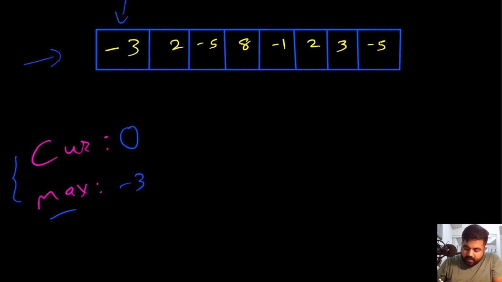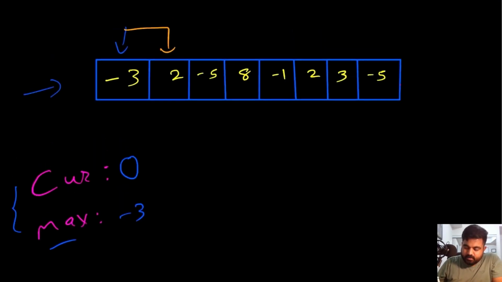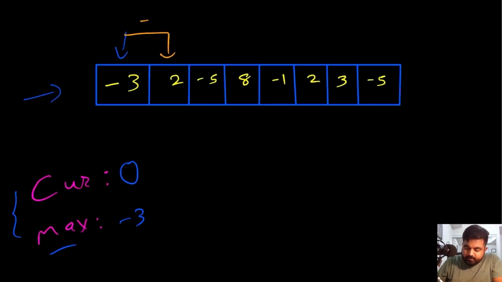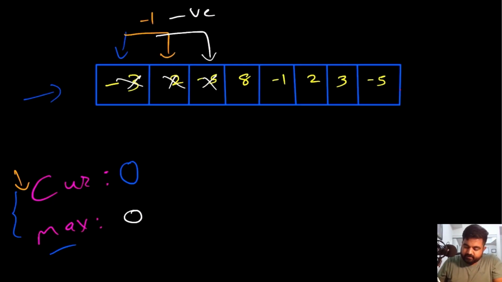Okay, so now the sum of these two elements is going to be -3 plus 2, which is -1, which is still less than 0. Because this is less than 0, we are not going to update our current max variable, and the maximum sum we are able to find so far is going to be 0, which is definitely greater than -3. Now again, for these three values, the sum is going to be negative, so we are going to ignore all three of these cases.